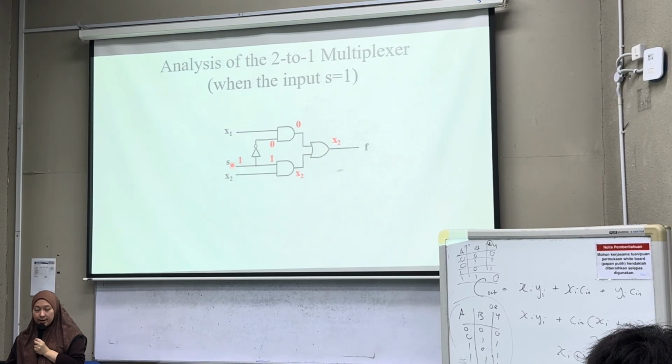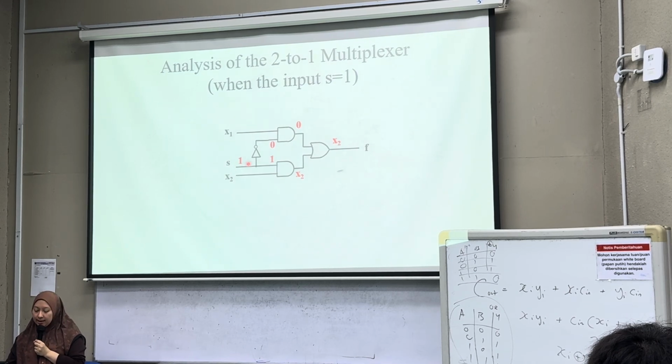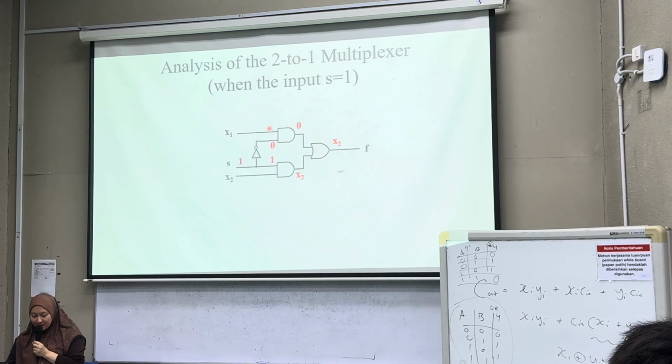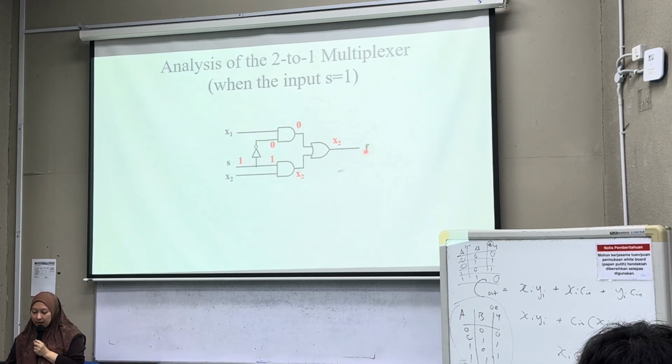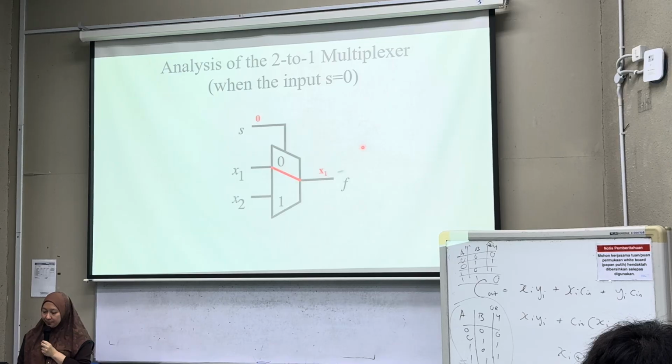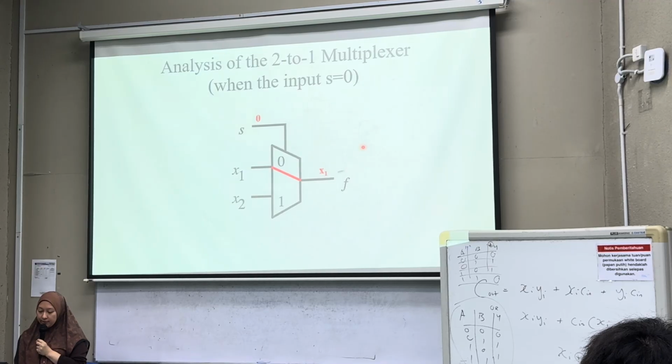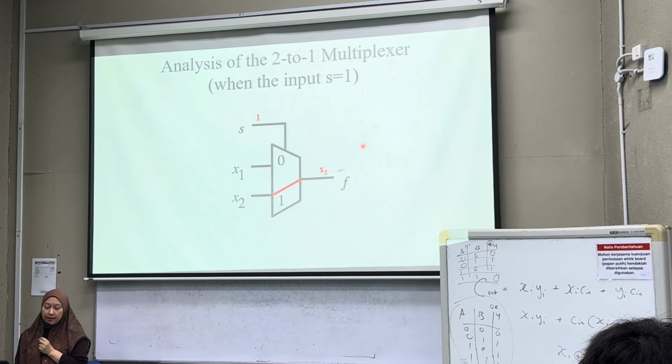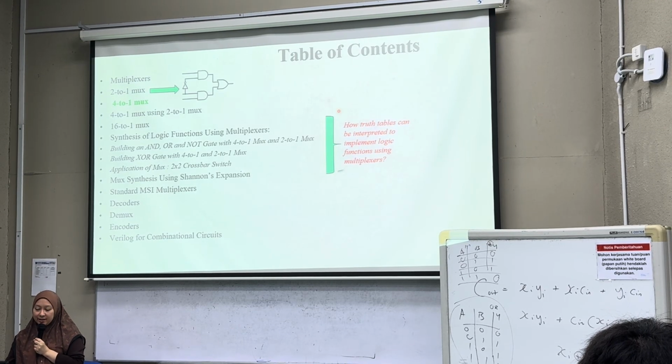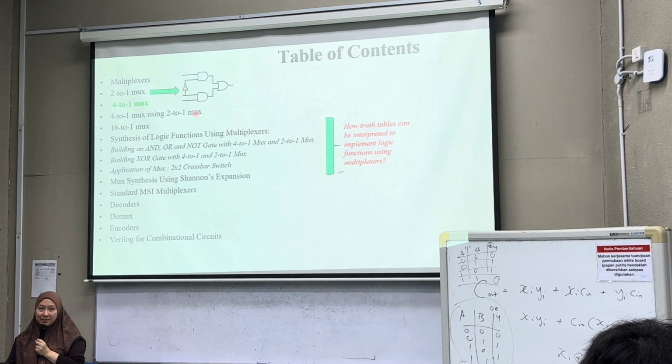When S equals 1, you have F equals X2, because here you've got 0 through the NOT gate, so 0 AND X1 is 0, and here you've got 1 AND X2, which gives X2. You OR them and you have your F. This is another way to draw it, your block abstraction: when S is 0, F equals X1, when S is 1, F equals X2. So that is the 2-to-1 MUX. Remember this.